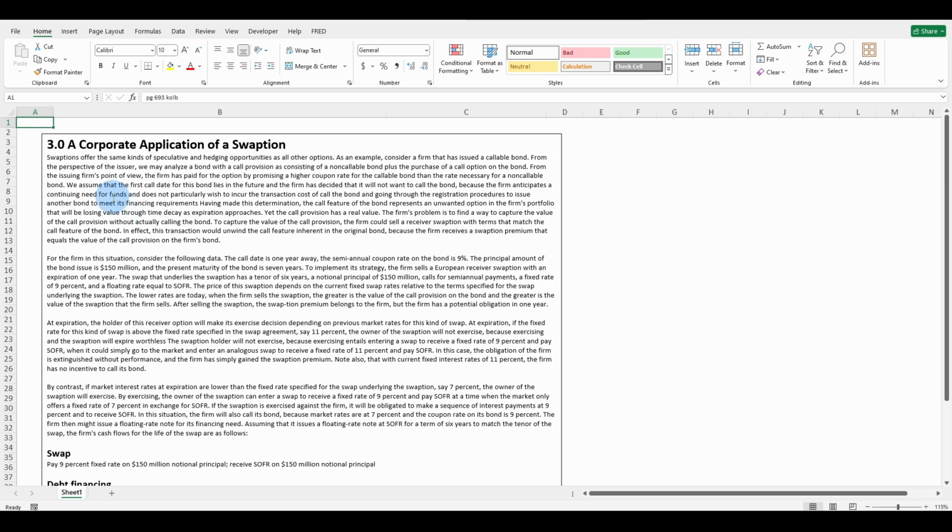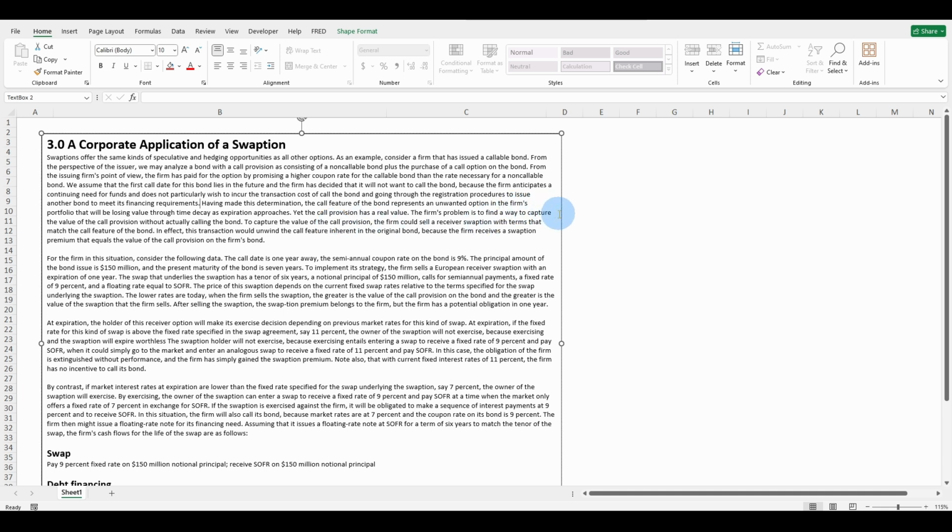We assume that the first call date for this bond lies in the future, and the firm has decided that it will not want to call the bond because the firm anticipates a continuing need for funds and does not particularly wish to incur the transaction costs of calling the bond and going through the registration process to issue another bond to meet its financing requirements. Having made the determination, the call features of the bond represent an unwanted option in the firm's portfolio that will be losing value through time decay as expirations approach. Yet, the call provision has a real value.